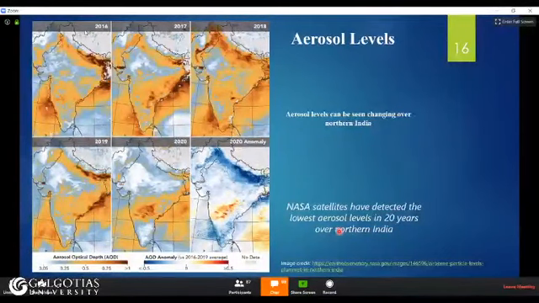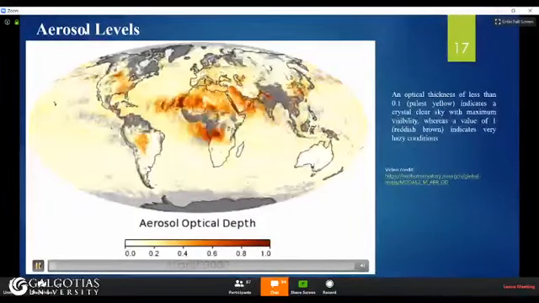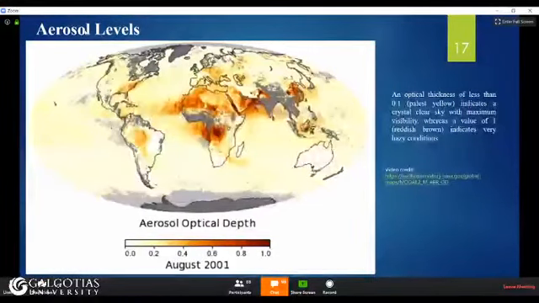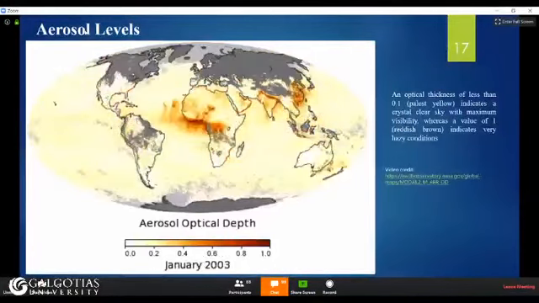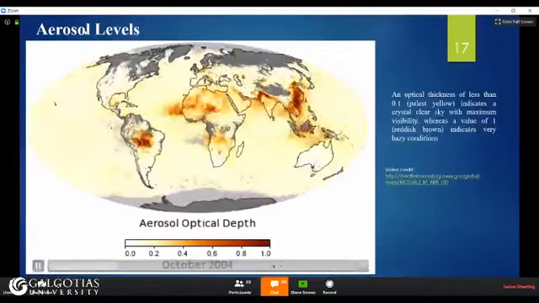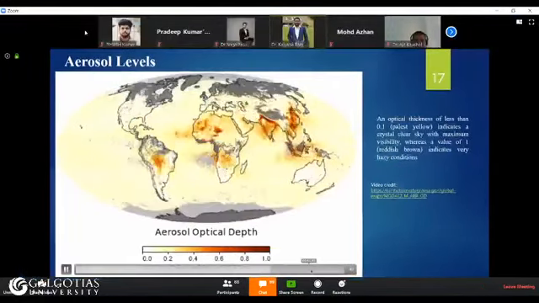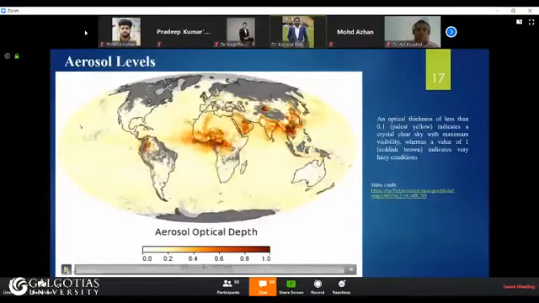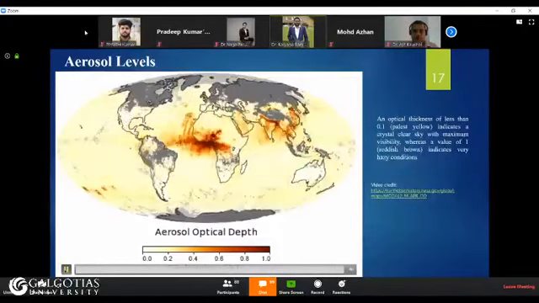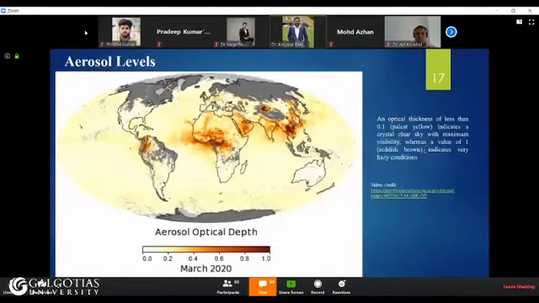I'll quickly go through this small animation of how the global scenario of aerosols, solid and liquid particles together, contributes to various parts of the world, starting from 2000 over the last 20 years. I'll drag it to the end to help you understand the current scenario in 2020. This is the current scenario, where March 2020 is completely less compared to the previous years.